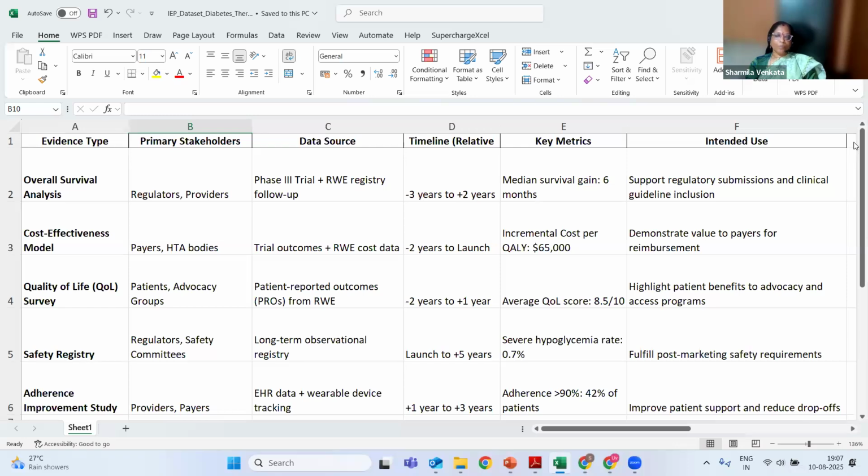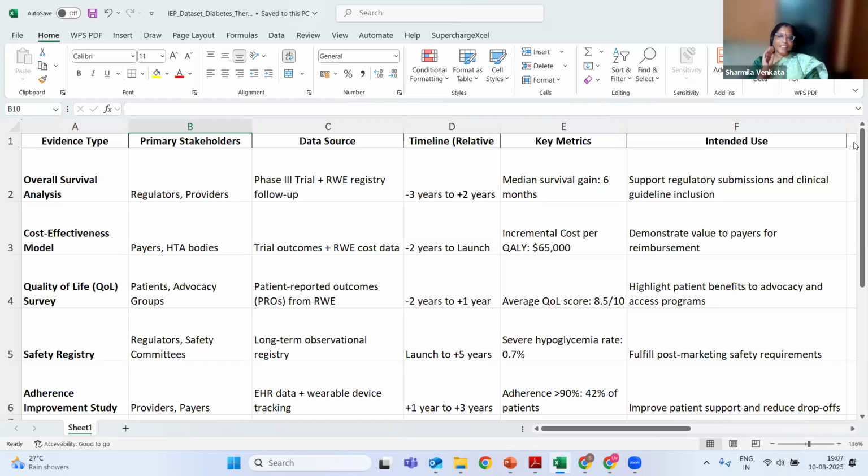Think of this as cornerstone evidence. Regulators want to see hard proof that the drug actually extends life under controlled conditions, while providers want to know if those benefits are meaningful for their patients. So, we gather survival data first from the phase 3 trial, then follow patients in real world registries to confirm the effect holds true outside a trial setting.